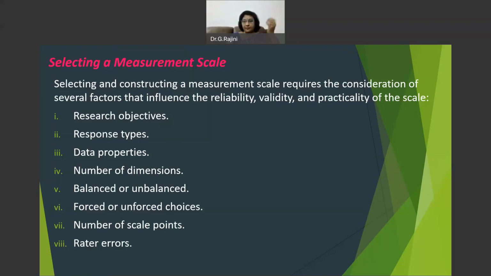If we do it again, do we get the same results? So is it reliable? Is it valid? Is it measuring the content which it intends to measure? So is it practically possible? So you need to keep that in mind.